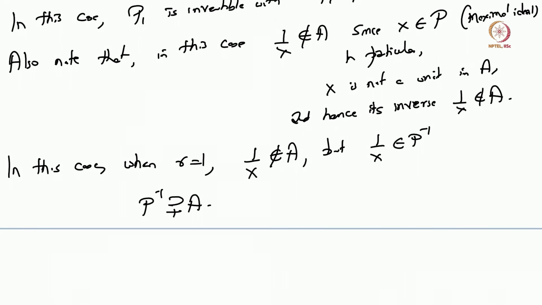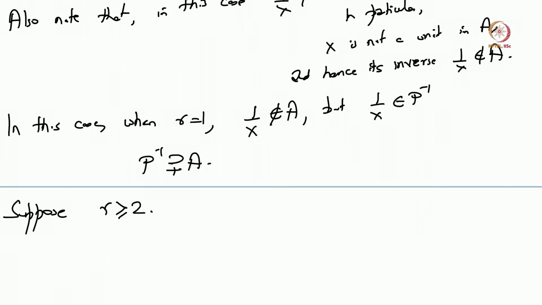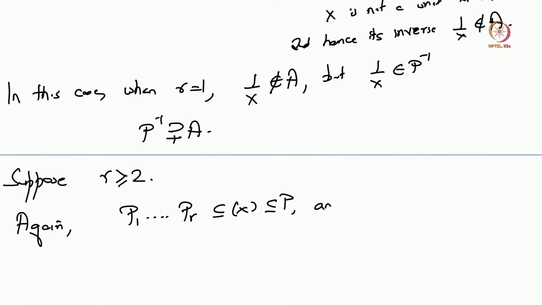Okay. Now suppose that this minimal r is in fact larger than or equal to 2. So again, note that P1 up to Pr sits inside x, sits inside P, and we have just shown that P1 equals P.